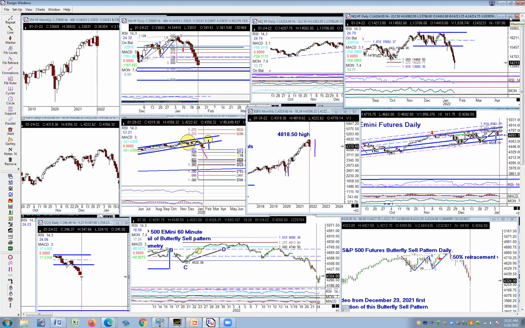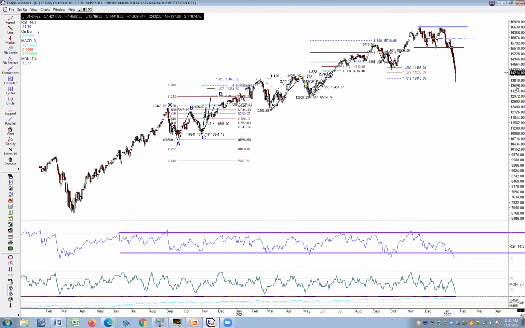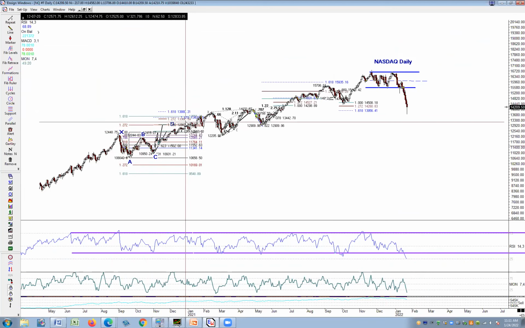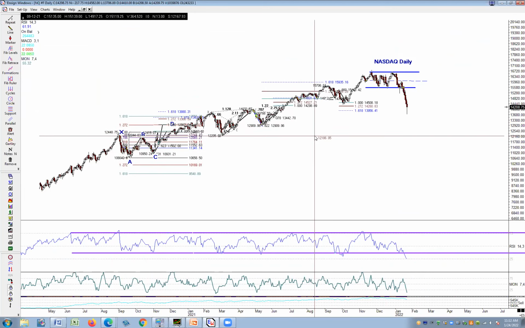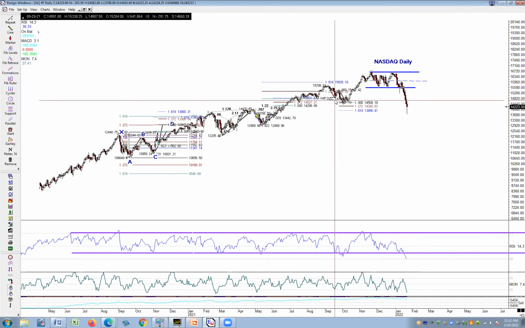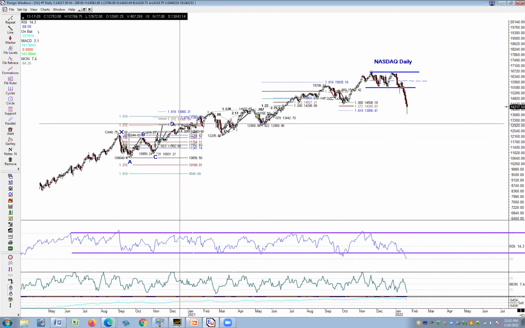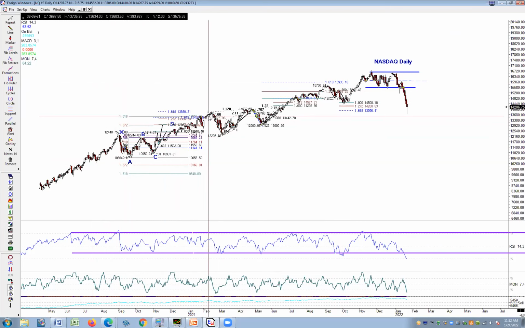So let me start up here with the NASDAQ. This one over in the right-hand corner. So there's been a succession of patterns on the NASDAQ, and there have been buy patterns. Here's an A, B, C, D buy pattern, and there's A, B, C, D over here. But there have been a succession of sell patterns since last fall, especially of the butterfly sell pattern. If you remember, I just mentioned that's known as a reversal pattern.